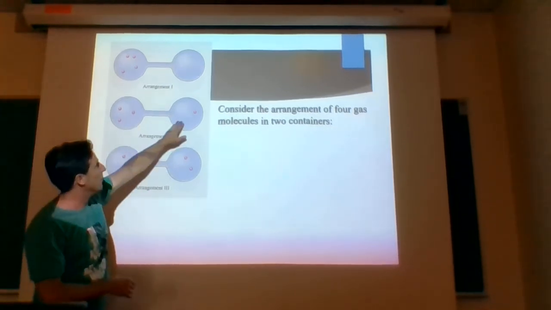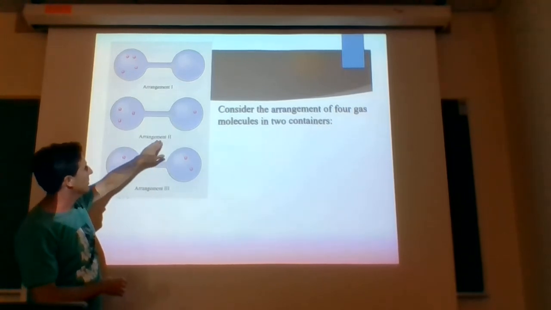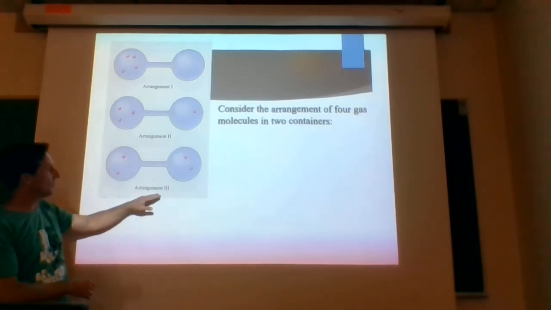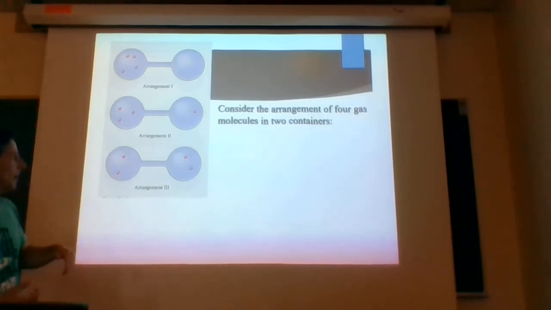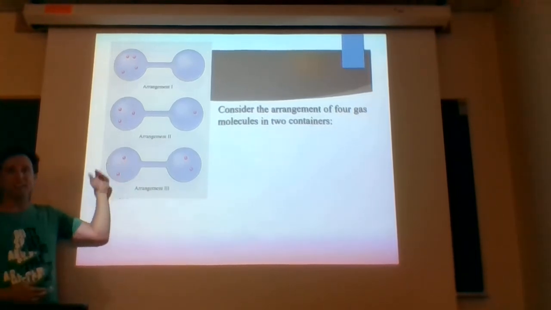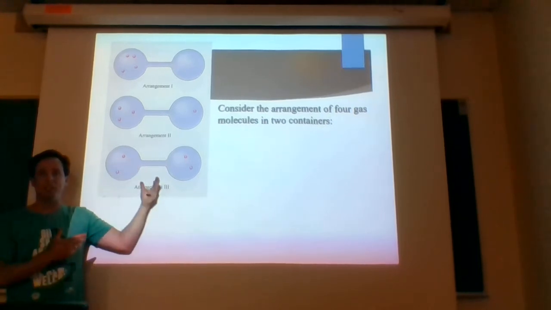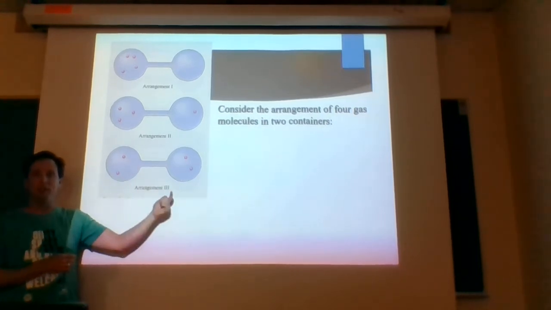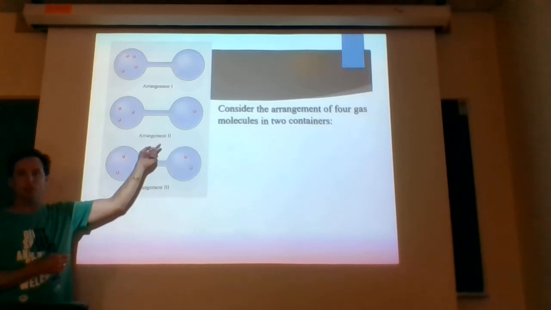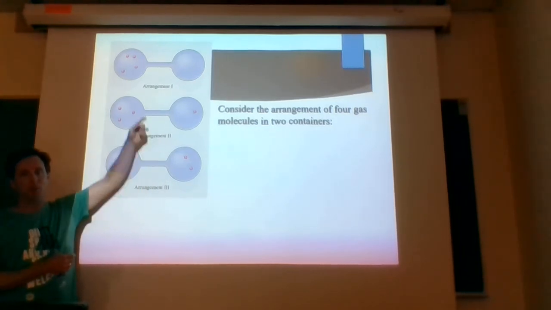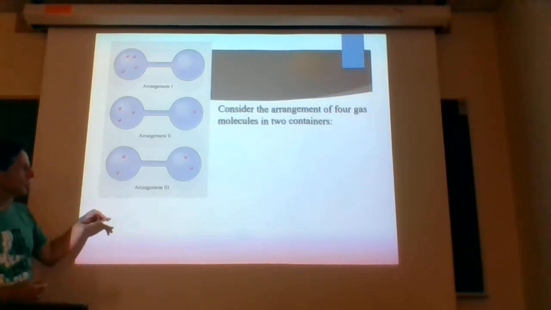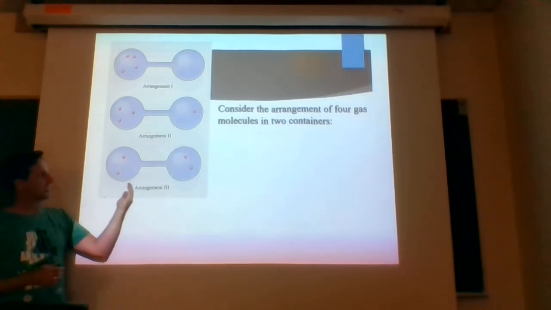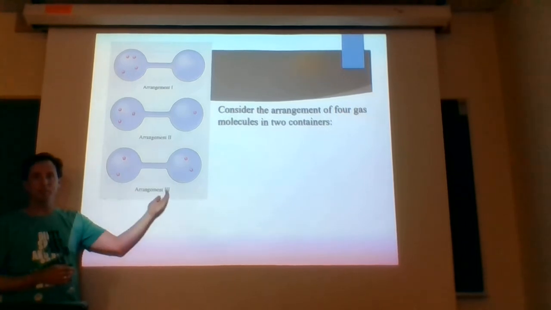I could have a good number of arrangements of arrangement 2 here, but then if I go to arrangement 3, if I calculate all the different possible arrangements, I'm going to have a lot more combinations that give me arrangement 3 than I do arrangement 2, and I have a lot more arrangement 2 than arrangement 1. So chances are, at any point with these 4 molecules, most of the time, the system is going to look something like this.